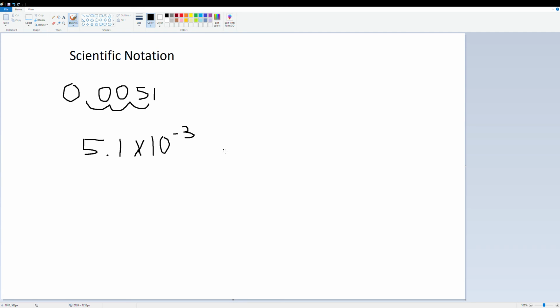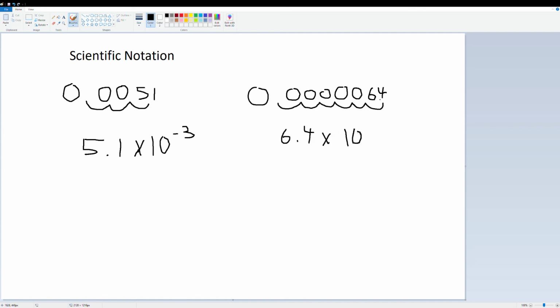Let's try another number. Let's take 0.0000064. Again, we're just going to do the very same thing. We're going to take the decimal point, which is right here, and we're going to move it once, twice, 3 times, 4 times, 5 times, and 6 times to right here. Now again, we simply write it as 6.4 times 10. Again, this is a very small number, so it is going to be a negative exponent. So we have negative 6.